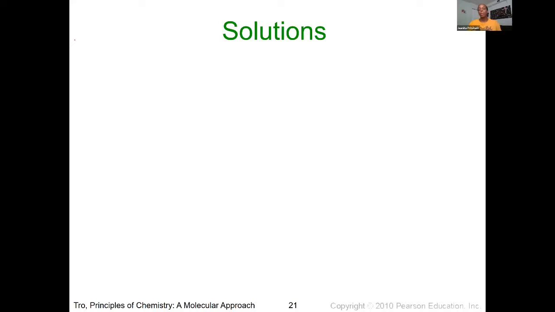Let's get started. If you all recall in previous chapters, we talked about combining multiple pure substances together to make different mixtures. One type of mixture we talked about was homogeneous mixtures. We learned back in chapter 1 that the word homogeneous means that it's well blended all the way throughout. That word homogeneous is interchangeable with what we describe as solutions.